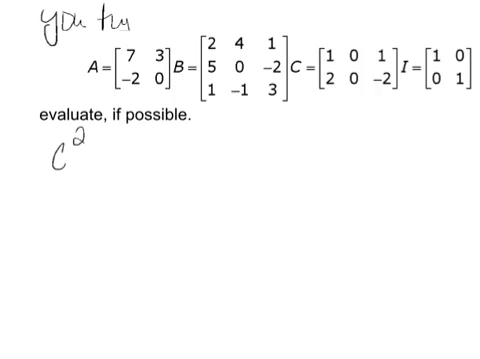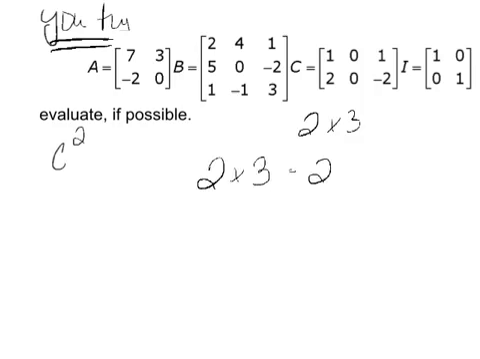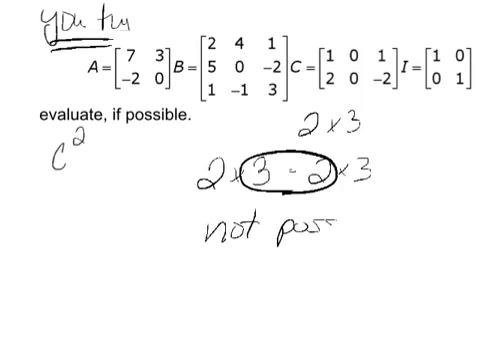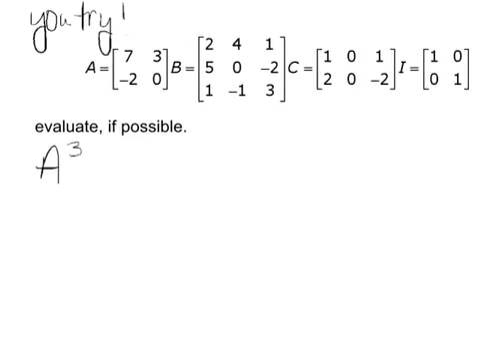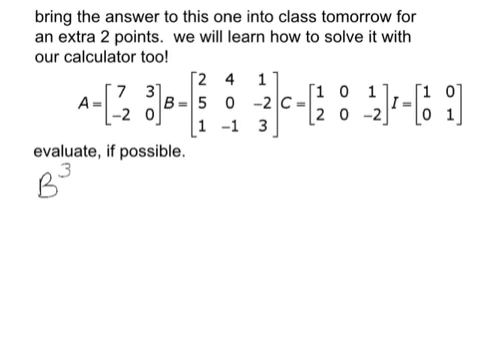Evaluate if possible. This is a you-try. I'm going to talk you through it. C squared. C is a 2 by 3. If we tried to square it, we'd be multiplying a 2 by 3 times a 2 by 3. Your insides don't match, so it's not possible. A cubed. We just did one like this. So again, I'm going to hold this one off to the side for a minute.